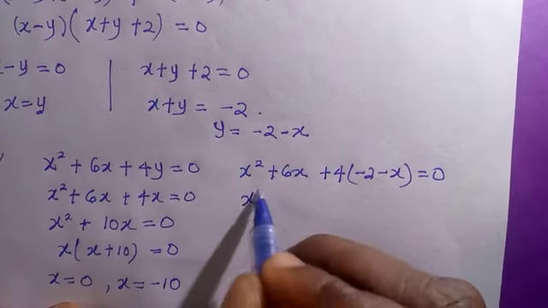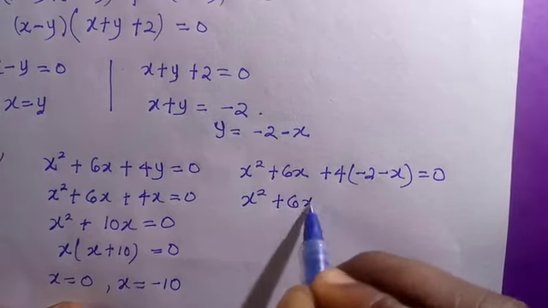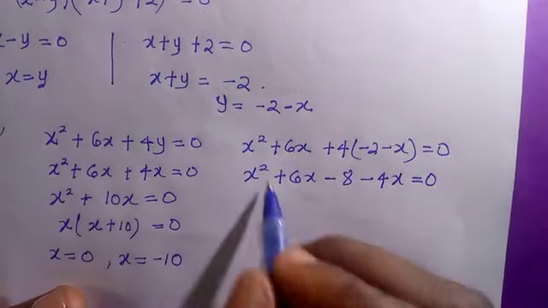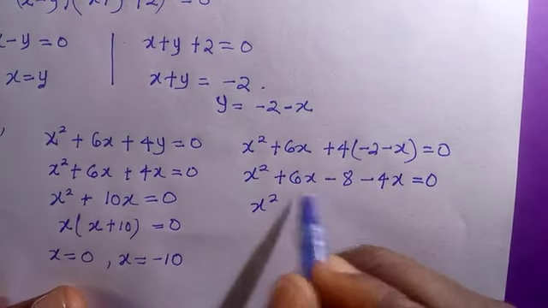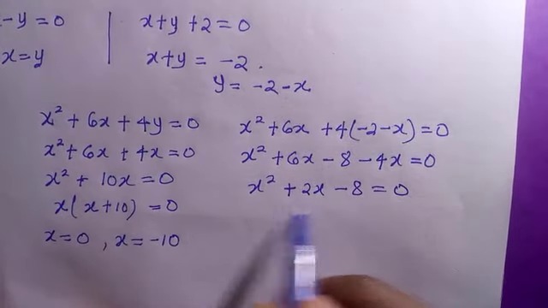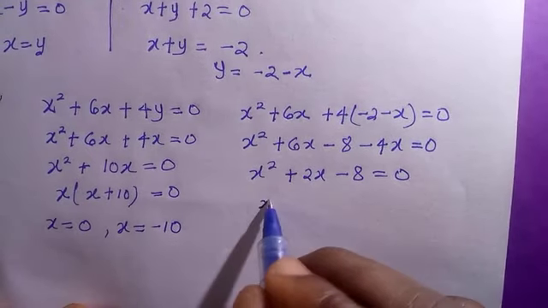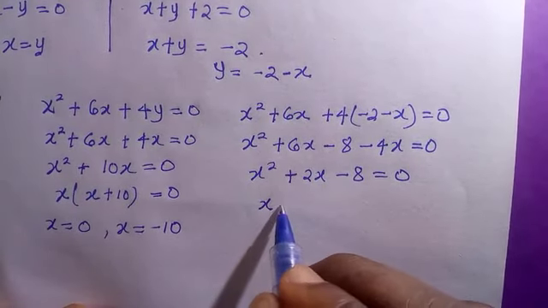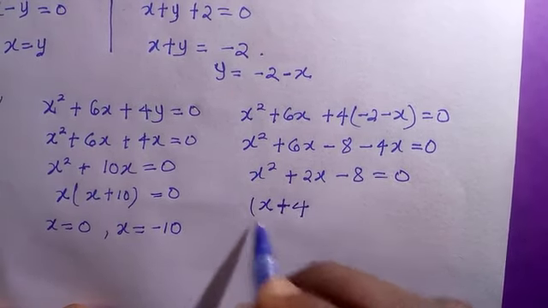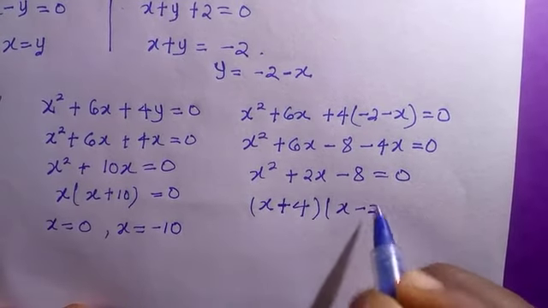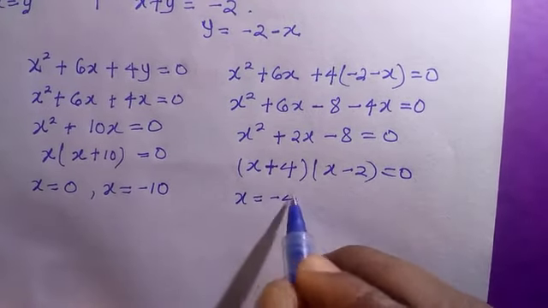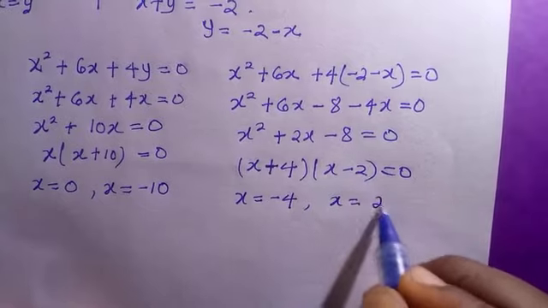The expansion of this one becomes x squared plus 6x minus 8 minus 4x equal to 0. And then we have x raised to power of 2, 6x minus 4x, that is plus 2x minus 8 equal to 0. And here is a quadratic equation where we factorize these two. Okay, so we know the middle is sum and the constant is just like product. The entire of this one becomes x plus 4 and x minus 4. You can pause this video and expand it. If you expand this, you get what we have above. Therefore, we can conclude that x equals to minus 4 and x equals to 2.